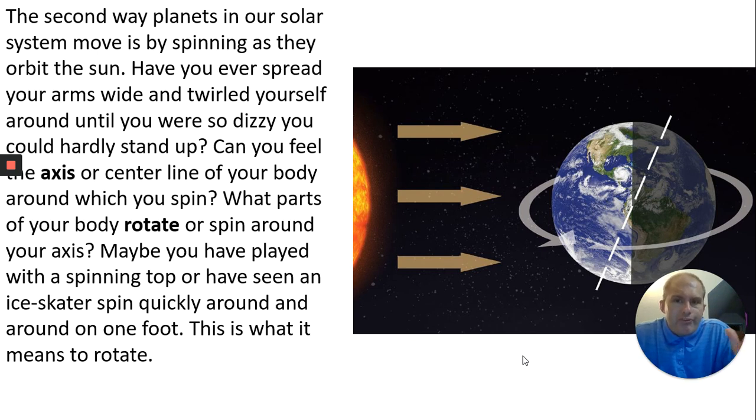The second way planets in our solar system move is by spinning as they orbit the sun.